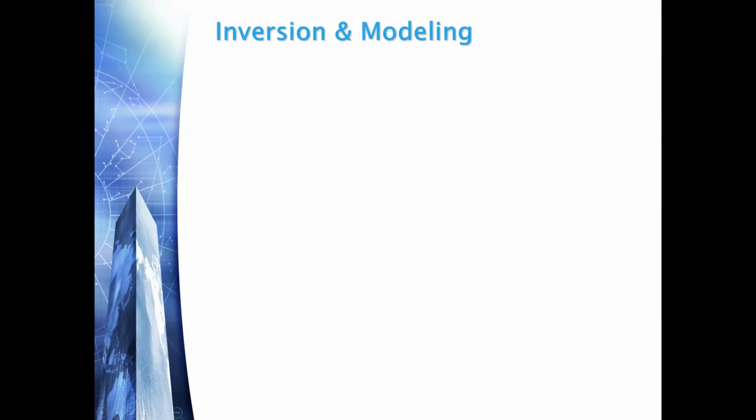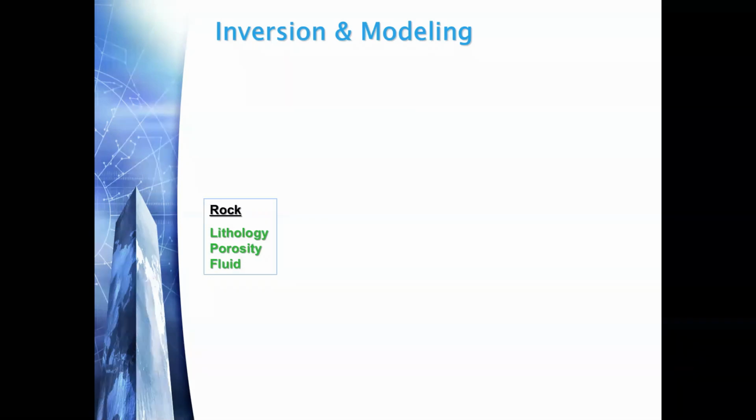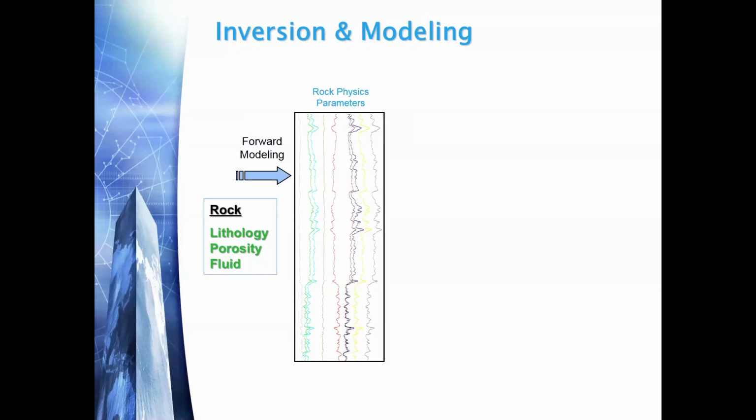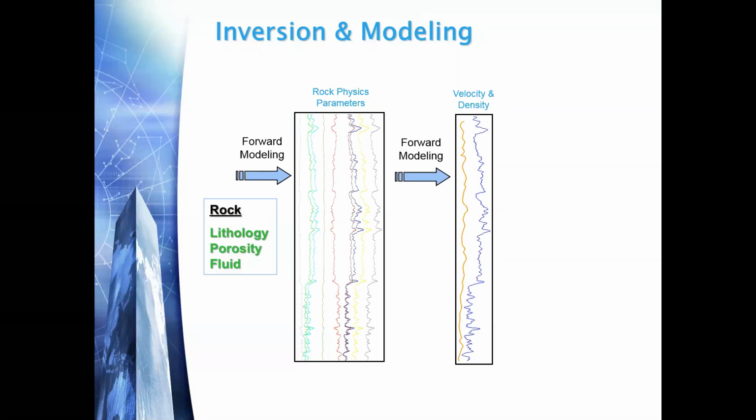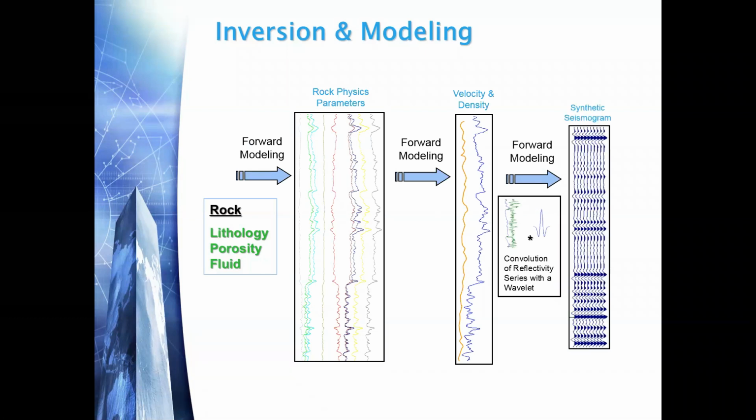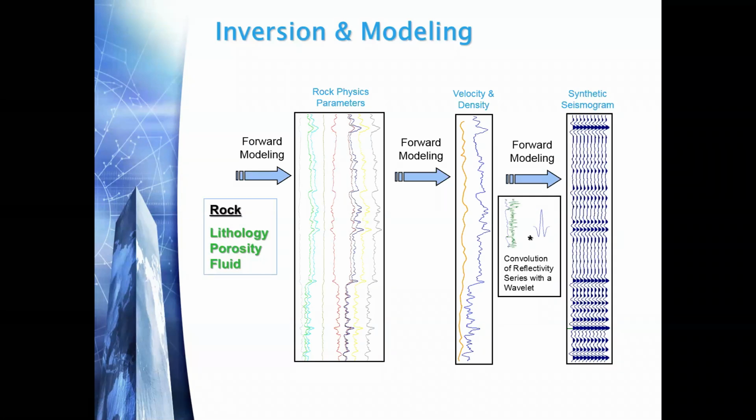Okay, we look at a very simple inversion and forward modeling concept. We know that rock is composed of 3 things. It has a lithology, it has porosity, and within the porosity, it has certain fluids. So now through computer modeling, we can do the same thing, that using these 3 parameters, we can do fluid and lithology substitutions, and we can compute the elastic properties. And once we have the elastic properties, from these we can compute the velocities and densities. And then we can have the acoustic impedance reflectivity series, and we convolve it with a wavelet, and we get the seismic response.